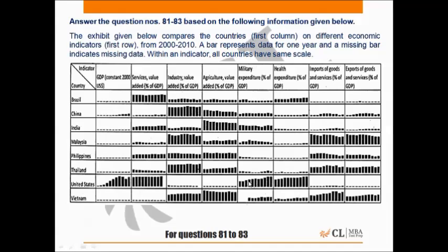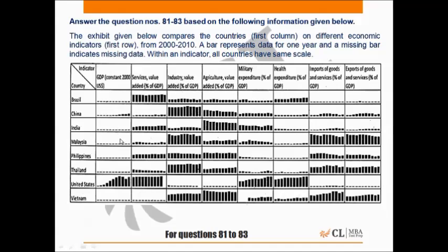Here the exhibit given below compares countries in the first column on different economic indicators in the first row from 2000 to 2010. A bar represents data for 1 year and a missing bar indicates missing data. Within an indicator, all countries have the same scale.